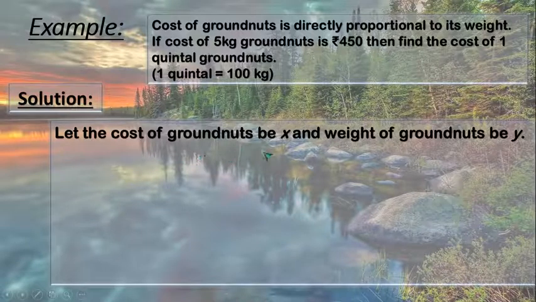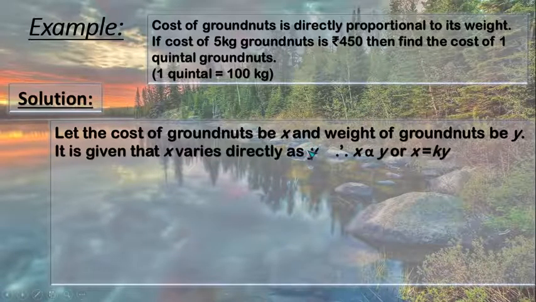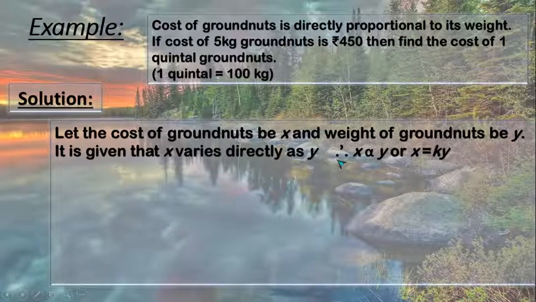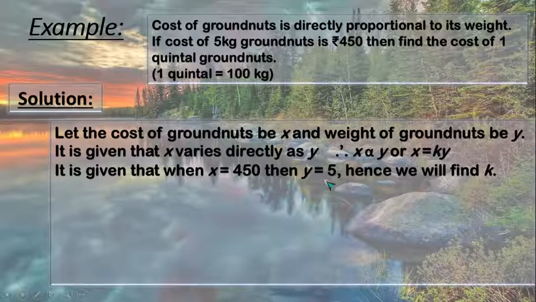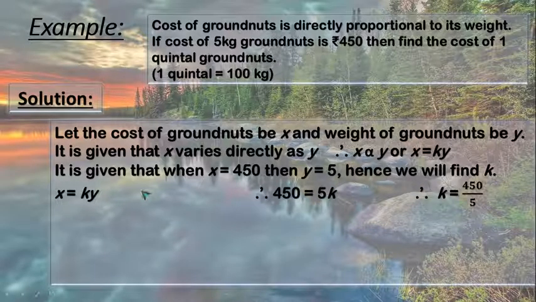Let the cost of groundnut be x and weight of groundnut be y. It is given that x varies directly as y. Therefore, x alpha y or x is equals to ky. It is given that when x is equals to 450, then y is equals to 5. Hence, we will find k, where x is equals to ky. Therefore, substituting the value of x and y in x is equals to ky, we have 450 equal to 5k.